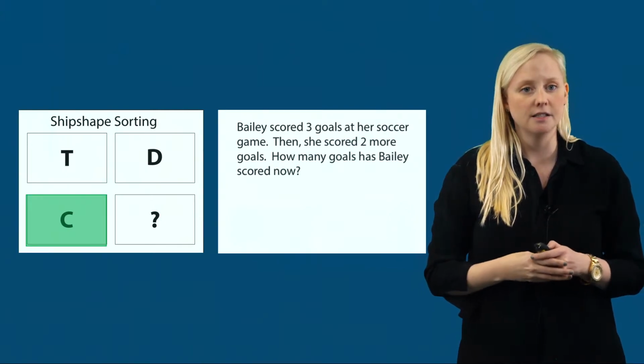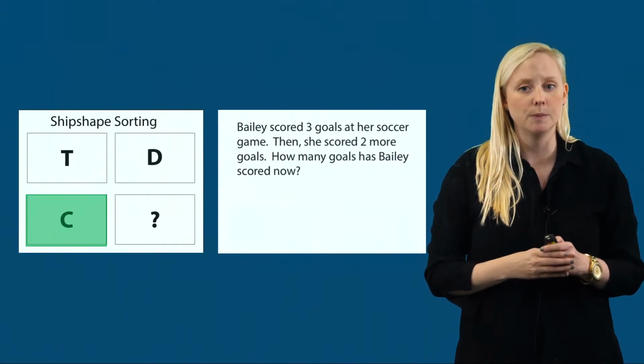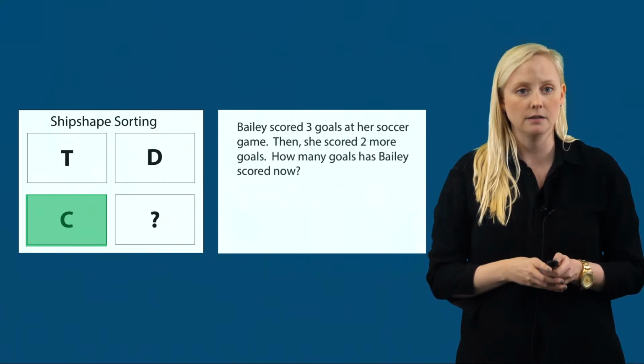Again, if a student doesn't know the answer, he or she can always put the card in the question mark box.